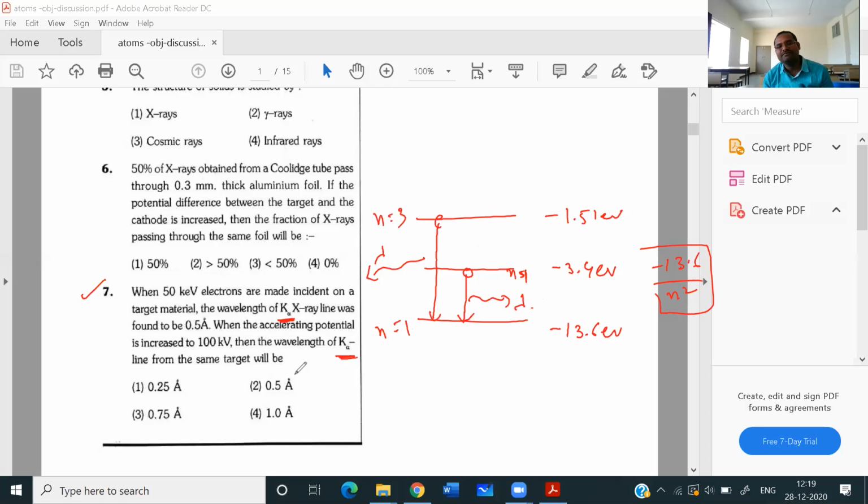So this K alpha line wavelength will never change, because the K alpha line comes from any one of the higher energy levels to the K shell. Alpha means it is coming from the L shell to the K shell. This is called the K alpha line. I hope you understand it very clearly as I have explained, and your chemistry sir also explained this. Okay, an important point you need to remember about X-rays. So option 2 is the right answer.